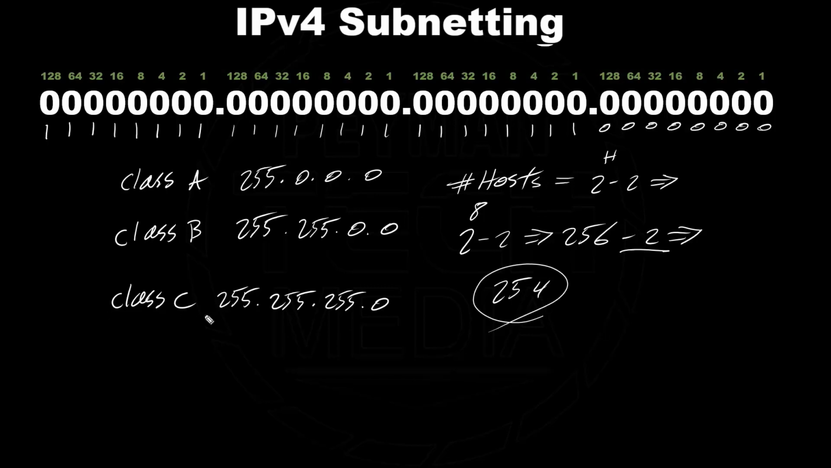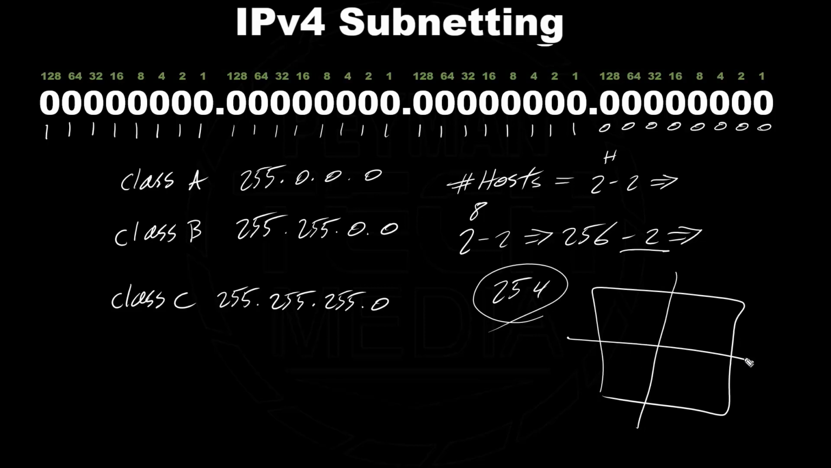So this class C default subnet mask gives us 254 available IP addresses, right? It's pretty much like a big box with 254 available IP addresses. Now let's say we want to break this big box into the smaller boxes. So let's say into the 4 smaller boxes. That's an example of subnetting, breaking a large network into the smaller network. And how can we do that? By borrowing from the host bits.